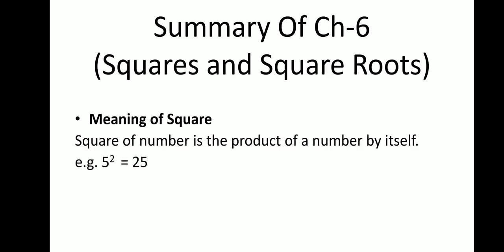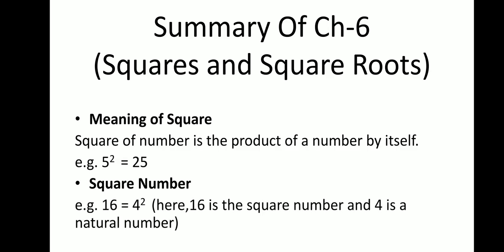For example, 5 square is equal to 25. That is 5 square is equal to 5 into 5, which is equal to 25. Coming to square numbers. What do you mean by square numbers? Squares of natural numbers are called square numbers or perfect squares. For example, in the above case, 25 is the square number and 5 is a natural number. Another example is 16 is equal to 4 square. Here, 16 is the square number and 4 is the natural number.